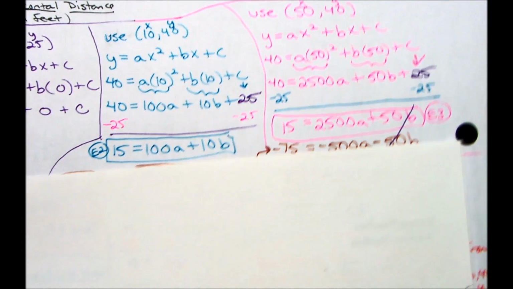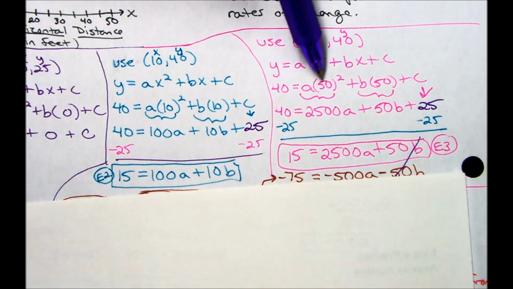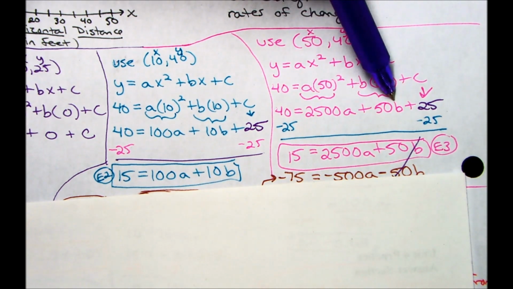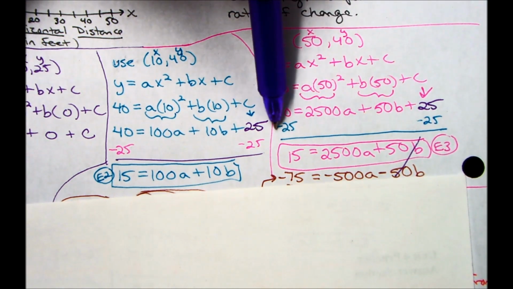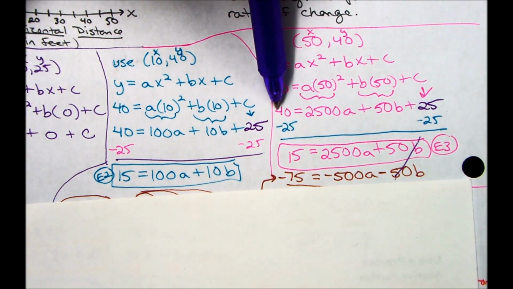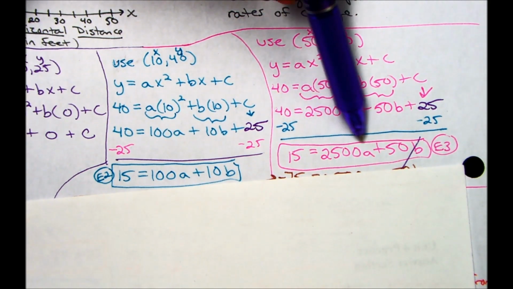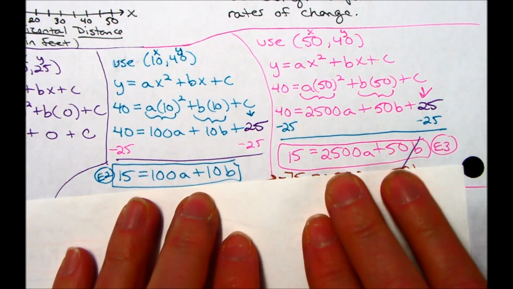Then we're going to use the third point, 50 and 40. 40 was our y coordinate, so we plug that in here. 50 is your x coordinate, plug it in there. Square the 50 and you get 2500a, and then 50 times b is 50b. Again, substitute the 25 for c. Subtract 25 from both sides to get your constants on the same side, and you get your equation 15 equals 2500a plus 50b.